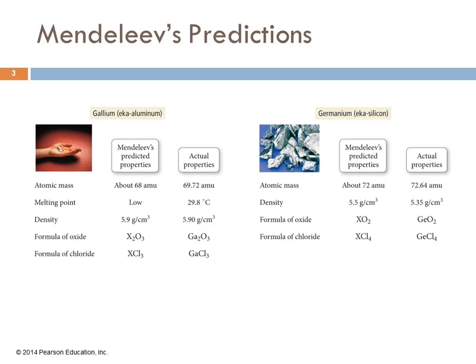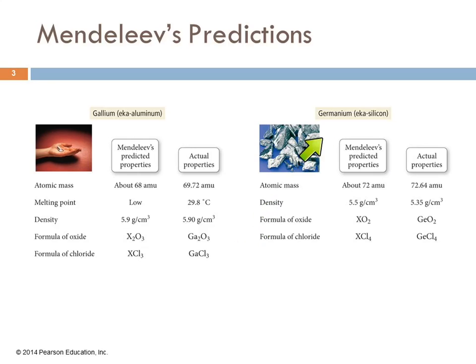It will actually melt in your hand. It's a solid at room temperature, but its melting point is so low that if you hold it in your hand, it will melt. Kind of like chocolate, but it's a metal. Craziness. Density, he nailed it. Formula of the oxide, nailed it. Formula of the chloride, got that right as well.